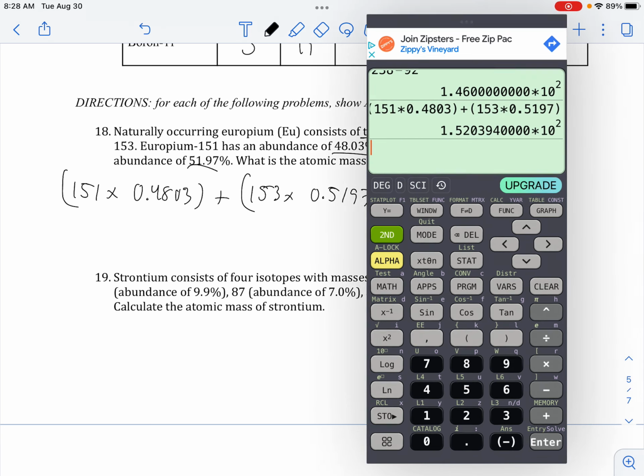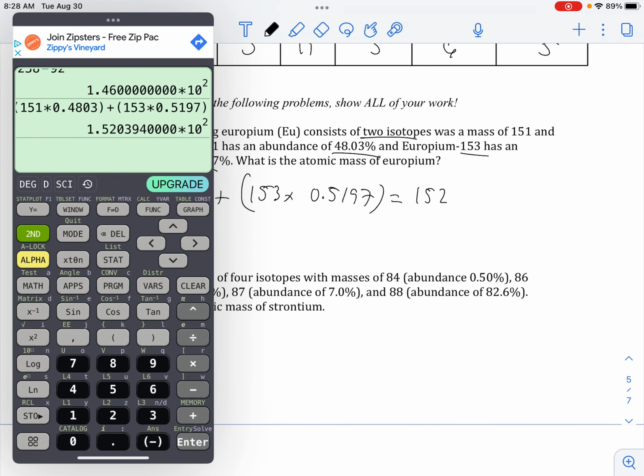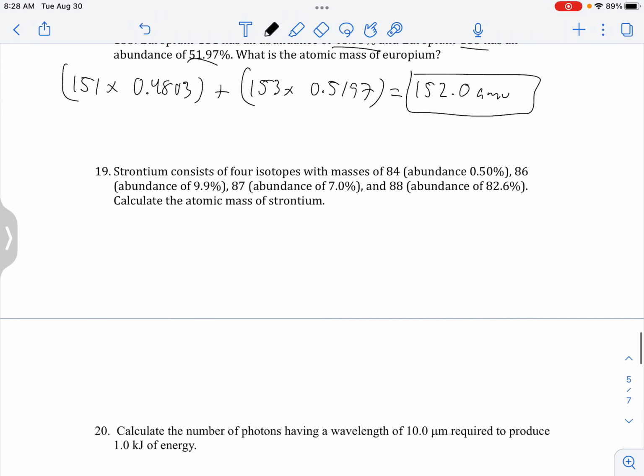That's going to give me 152.0 pretty much. Yeah, 0.0. Okay, AMU. Okay, next guy. Ooh, 4 isotopes. Okay, so we got 84 times 0.5. Well, 0.5%. Okay, be careful. 0.5% is that. And we got 86 times 0.99. Oh, 0.09. Okay, 0.9 would be 90%.